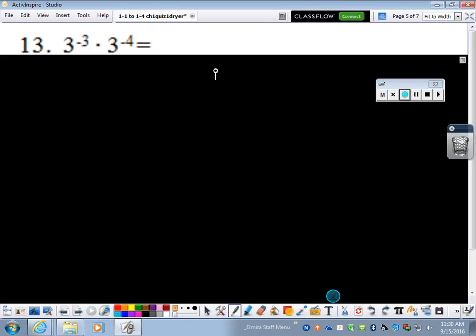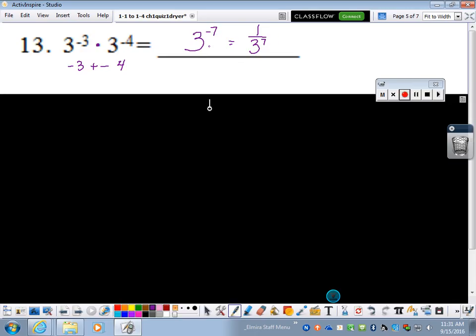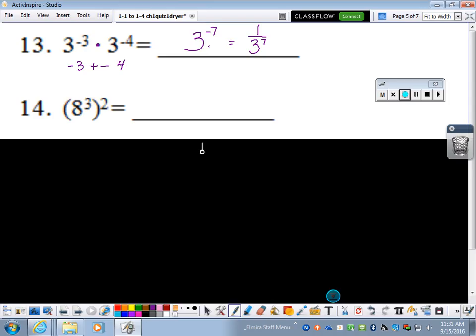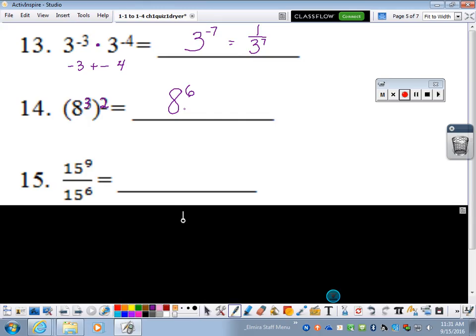Okay, next set. Okay, next screen. All right. This is a multiply question, so I keep my base, add my exponents. So that's a -7, 1 over 3 to the 7th power, because that's a negative exponent. Here's a power to a power. I have the base of 8. It has one exponent of 3, then parentheses, and another exponent of 2. 3 times 2 is 6. No negatives, so leave it as it is.